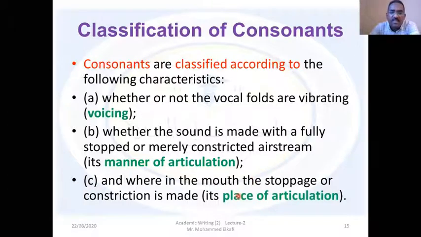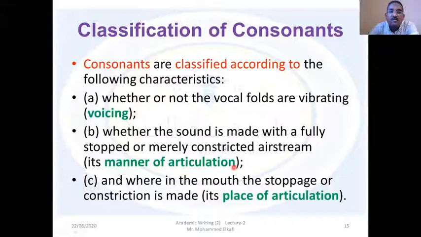The third characteristic of classification of consonants is known as place of articulation. We should mention the place of articulation. And here we mean where in the mouth the stoppage or constriction is made. In which area? In which point? In which organ? The stoppage or constriction is made in the mouth.